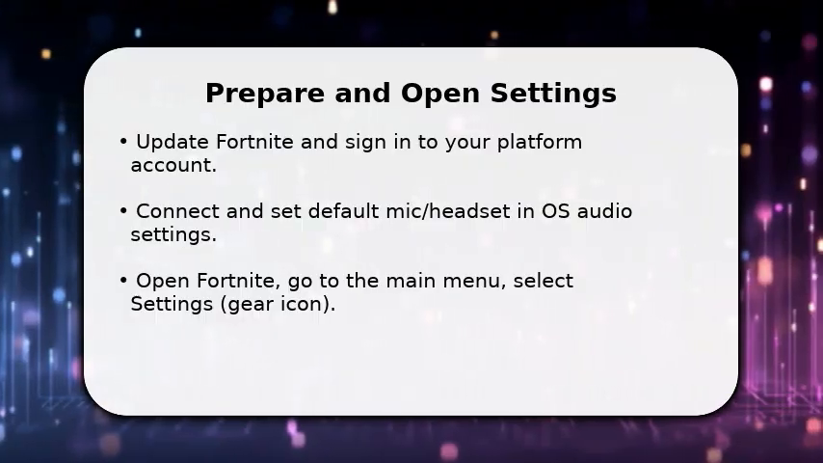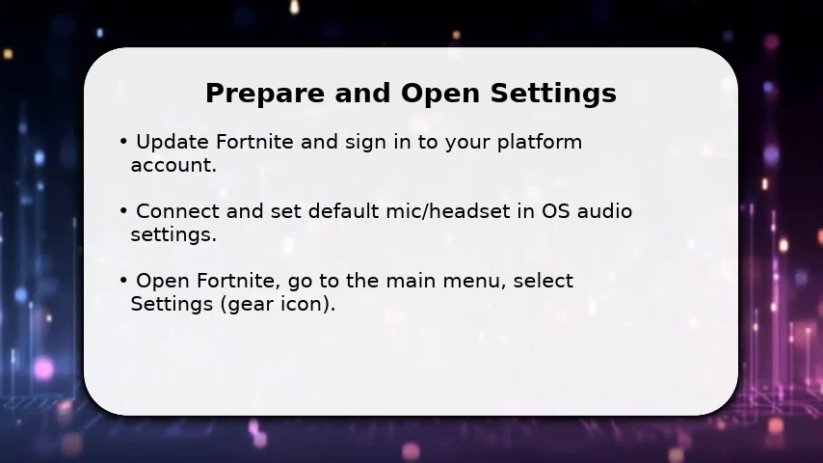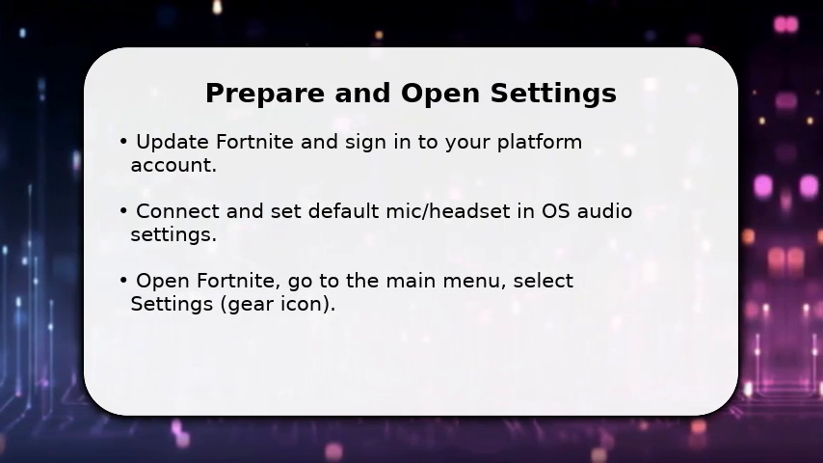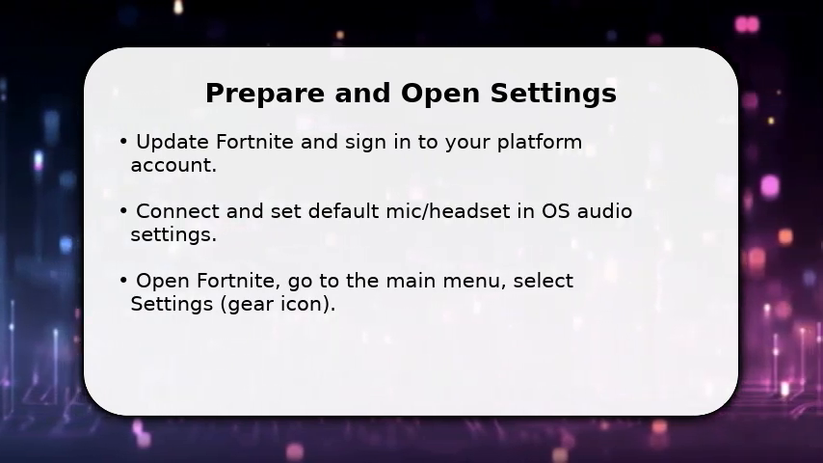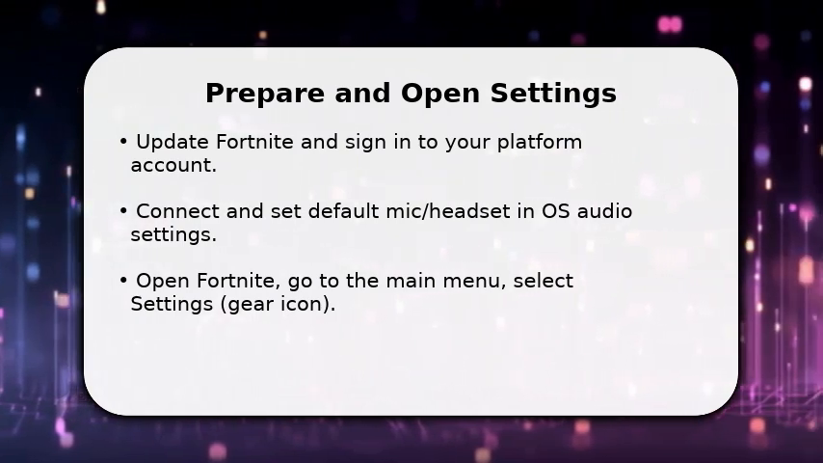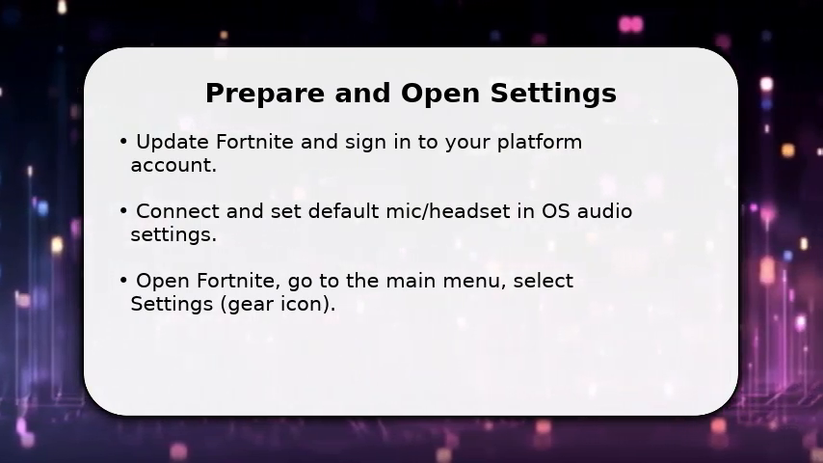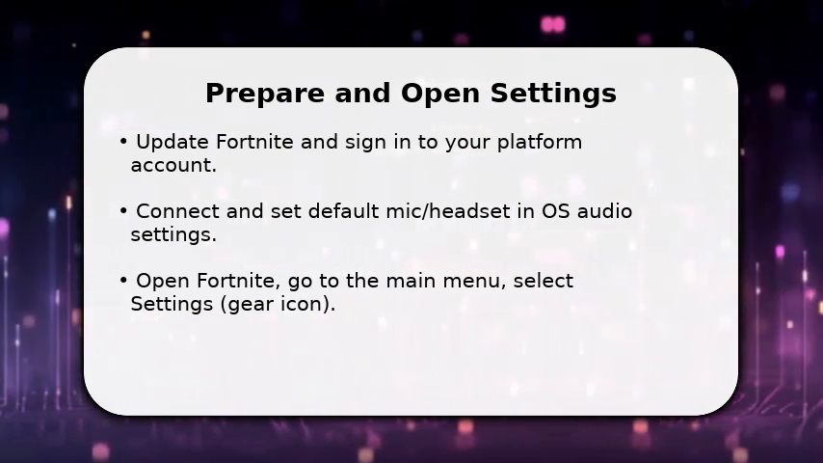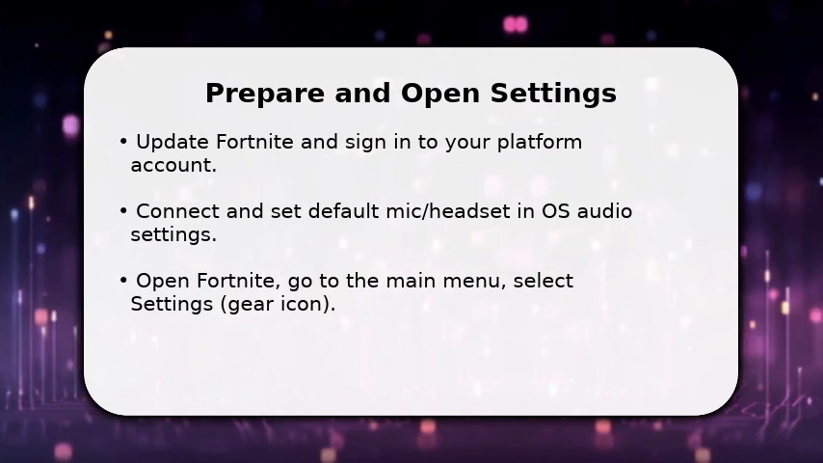You start by ensuring Fortnite and your console or PC are updated. This avoids hidden bugs. Once done, make sure your headset or mic is connected and set as the system default so the game can detect it. Now, launch Fortnite, sign in, and open the settings menu via the gear icon on the main screen. You're doing the essential prerequisites while already taking your first actionable step.